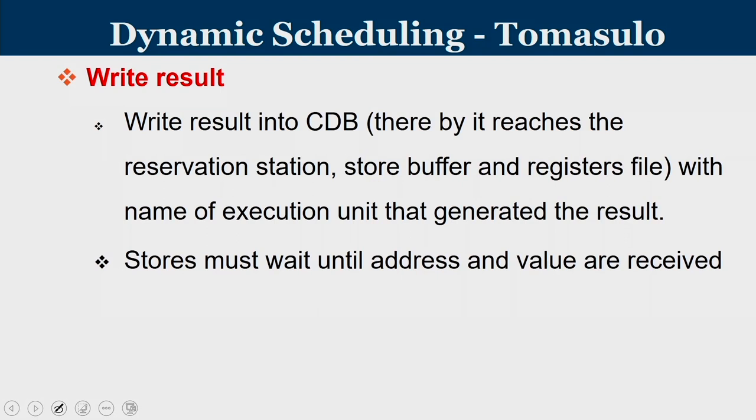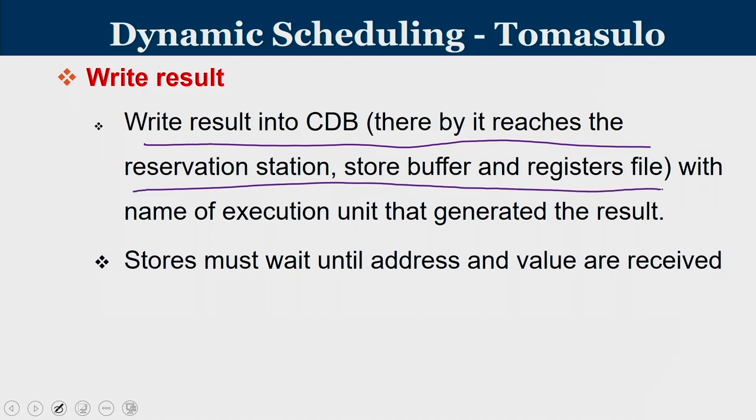And how will you write the result? We have seen that all the functional units are connected to a common data bus. So, you write the result onto the common data bus, thereby it reaches the reservation stations, store buffers and register file.